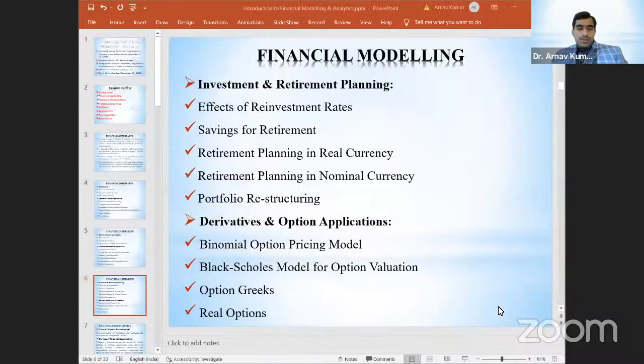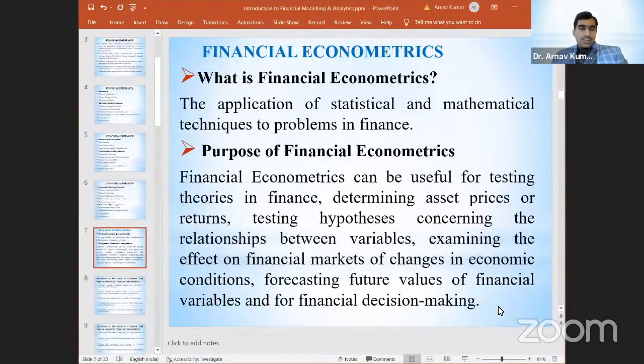Okay, so that was my discussion regarding financial modeling. I hope I have given you an example and introduction of it, conveying its applications. Now, I will briefly cover financial econometrics, because many of you who do research in finance would already be aware of it, and today's session is also primarily on financial modeling and analytics. So I will pass over this quickly.